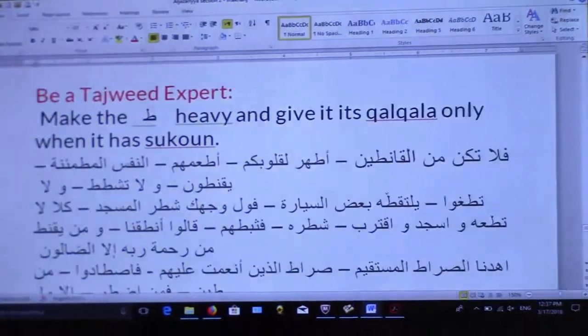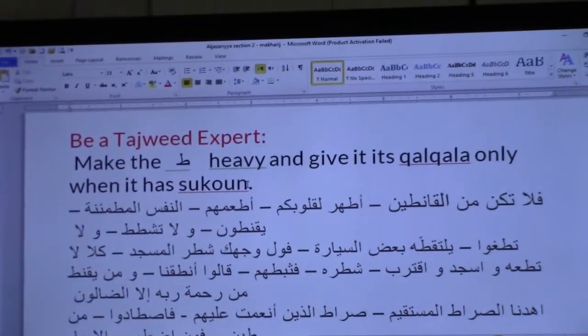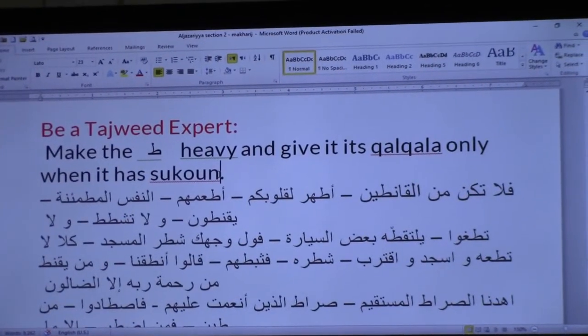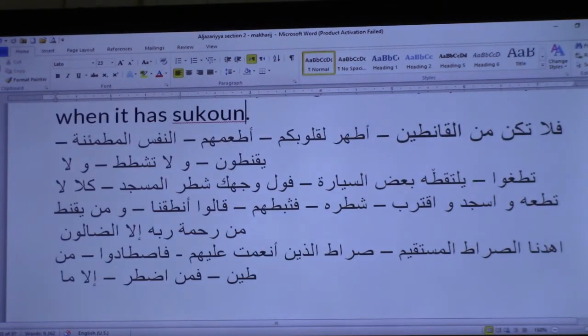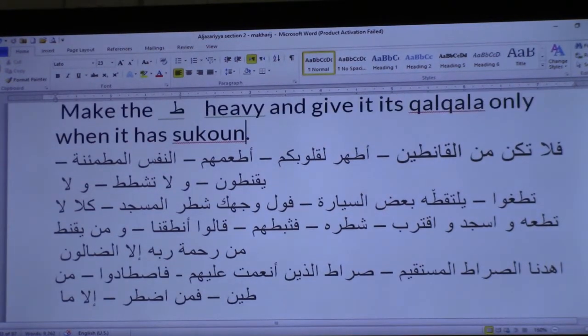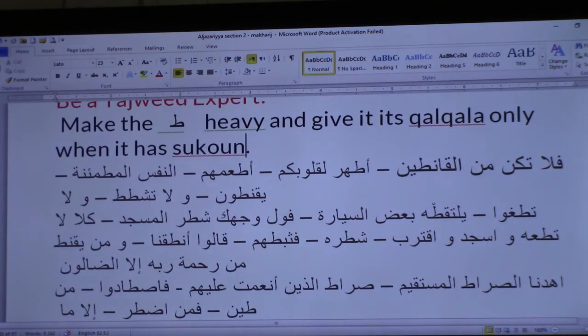Yalla, let's move to the exam. Any question on the ta? Okay. Yalla, be a tajweed expert. Make the ta heavy and give it its qalqala only when it has sukoon. Why? Because when it has a haraka, ta, tu, ti, the sound is flowing, so I don't need qalqala. I cannot even make qalqala.